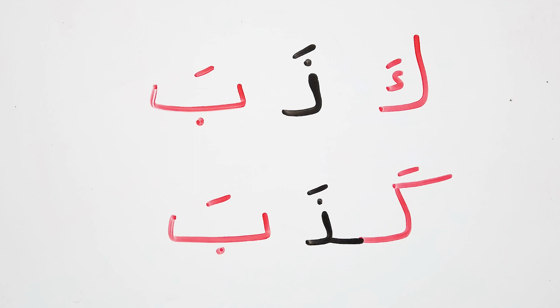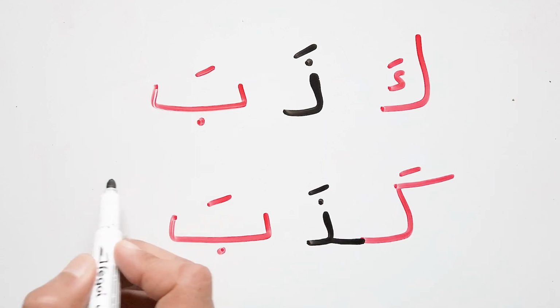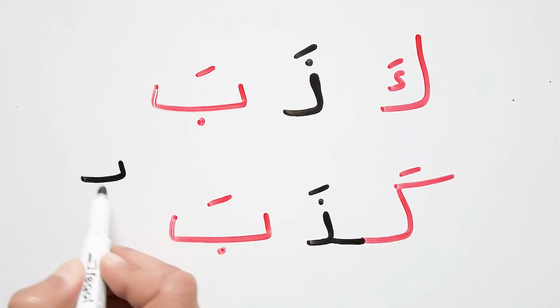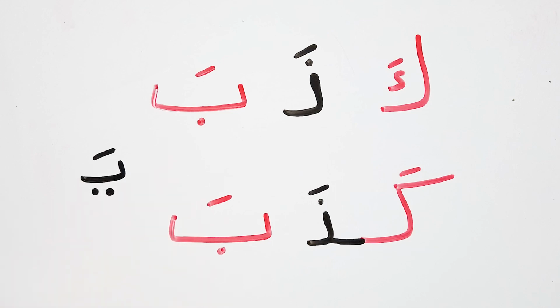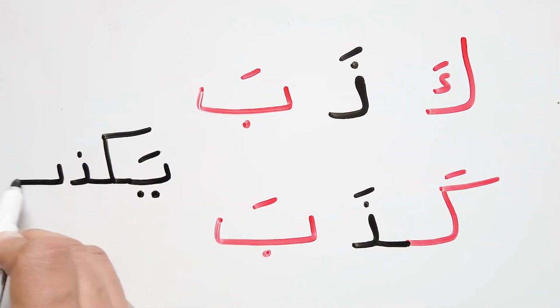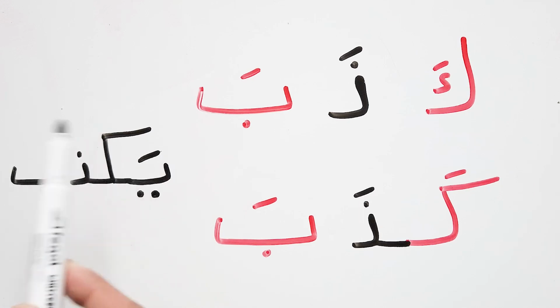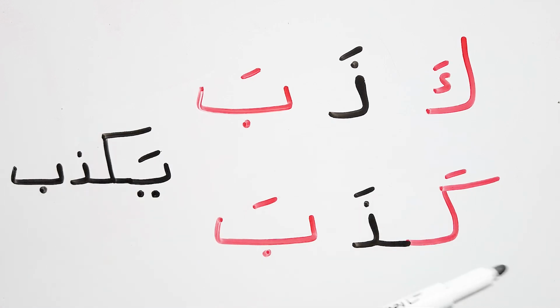كذب. What is the present? The present is yeah. And then we will write the same letters here. يكذب. يكذب is the present form of كذب. Present and past. I wish you liked the class.